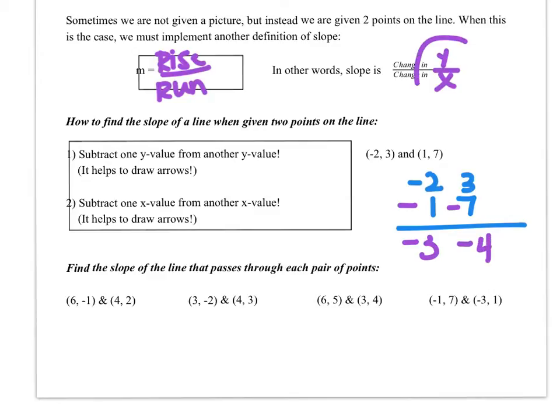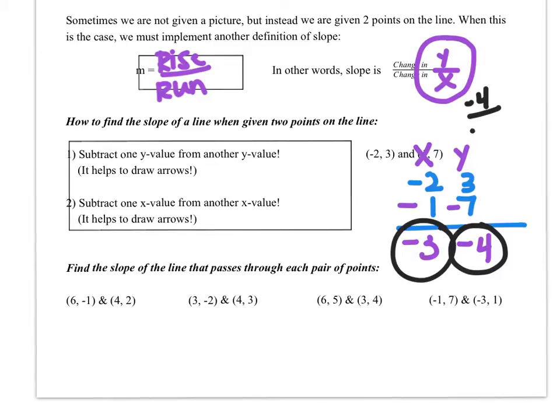Now I need to come back up here and take a look. Now these were my x coordinates and these were my y coordinates. The slope is always how much the y changed over how much the x changed. So in this case, this is my y, -4, and then -3 is my x. Now negative divided by a negative is a positive, so I'm going to simplify that to 4/3, and that is my slope.